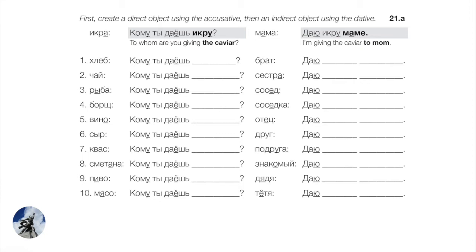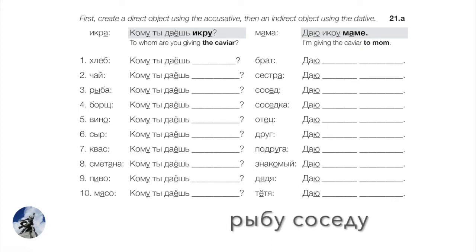Number three, to whom are you giving fish? Кому ты даёшь рыбу? Remember the accusative a to u for feminines. I'm giving fish to my neighbor. Даю соседу рыбу. Or switch the word order around. Даю рыбу соседу. That's an interesting example, right?